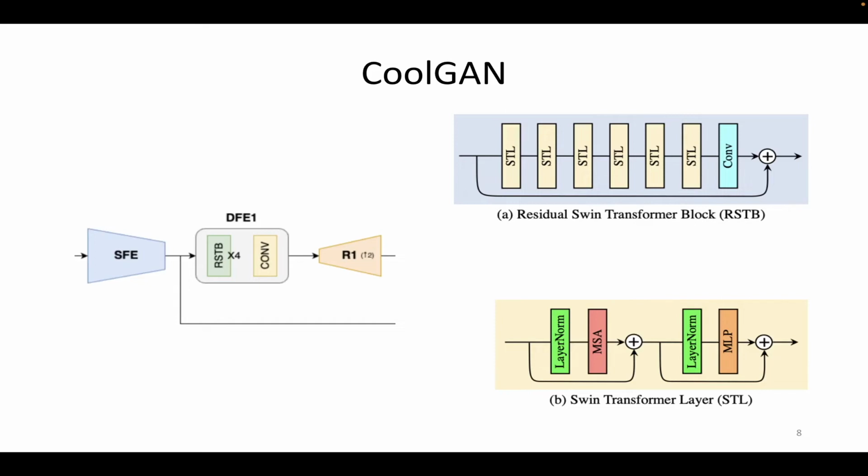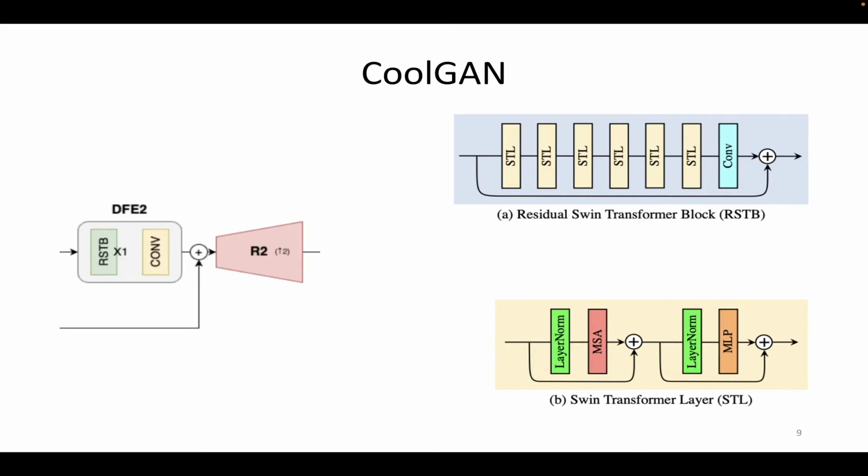The Resolve 1 module upscales the image using a pixel shuffle layer and refines it with convolutions. Deep feature extraction 2 is another module where significant processing takes place. Although it consists of only a single residual Swin transformer block, the input feature map here has already been upsampled once. So the transformers in this block are acting upon a higher resolution feature map, which we believe contributes to fine details and structures. Resolve 2 upscales the image to its final resolution.